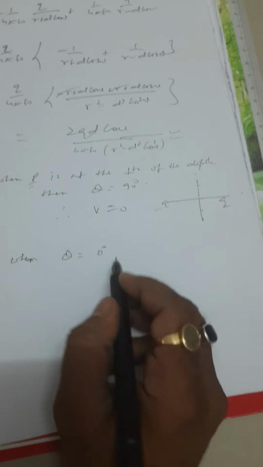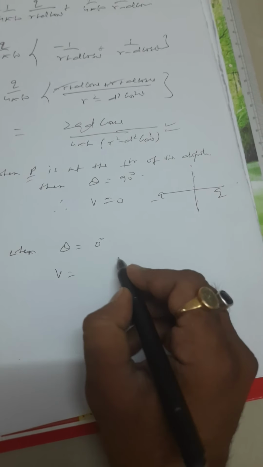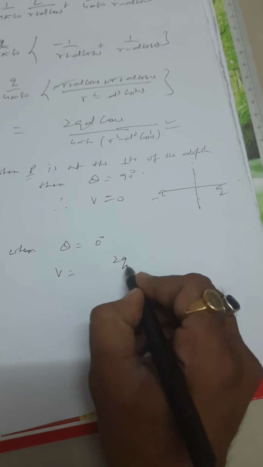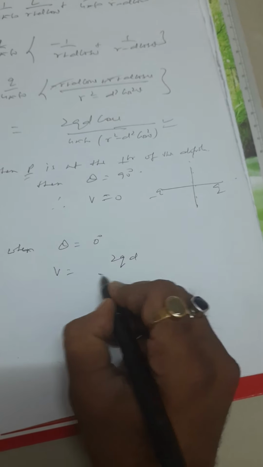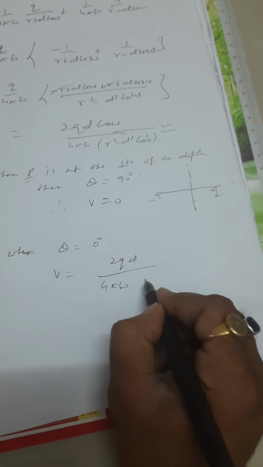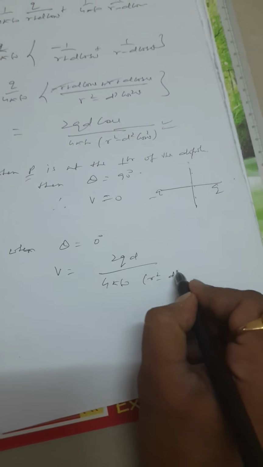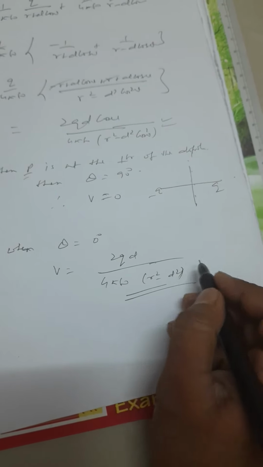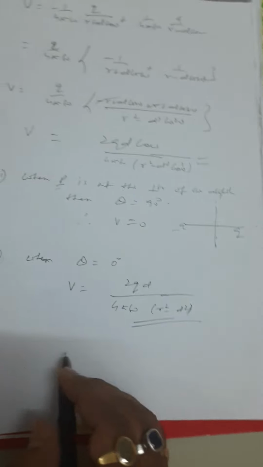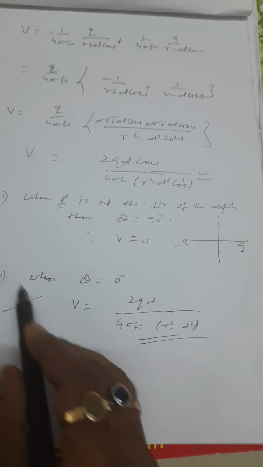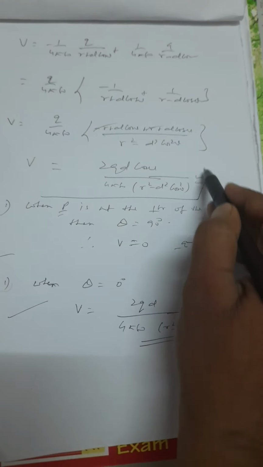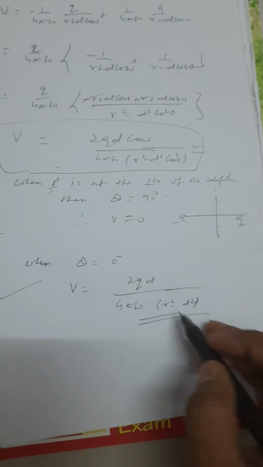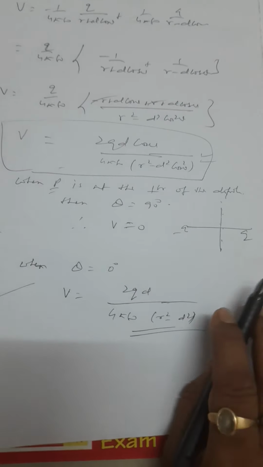In this particular case we'll have V equal to 2QD by 4 pi epsilon naught times R square minus D square. So these are the two particular cases, and the earlier one is the general case for the dipole.